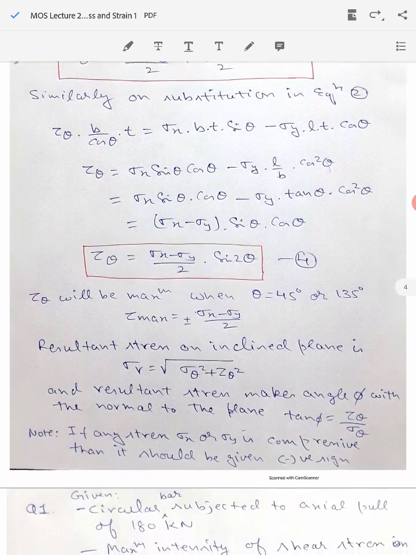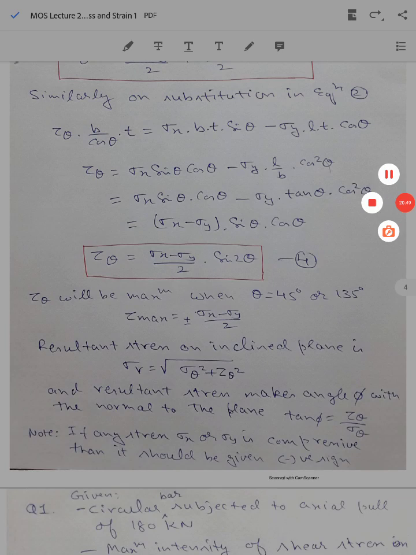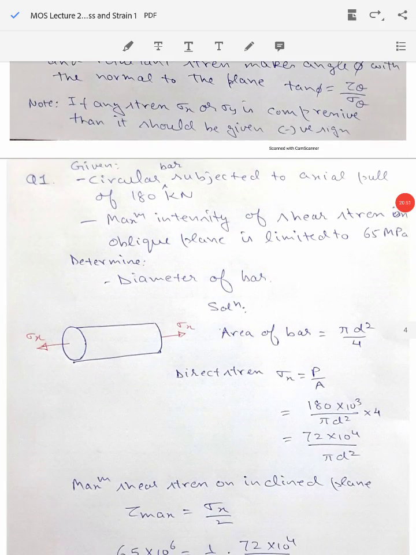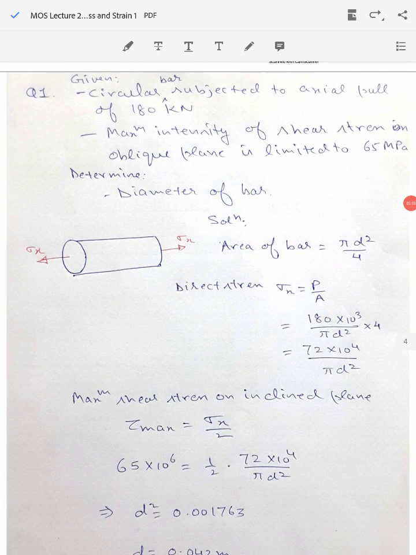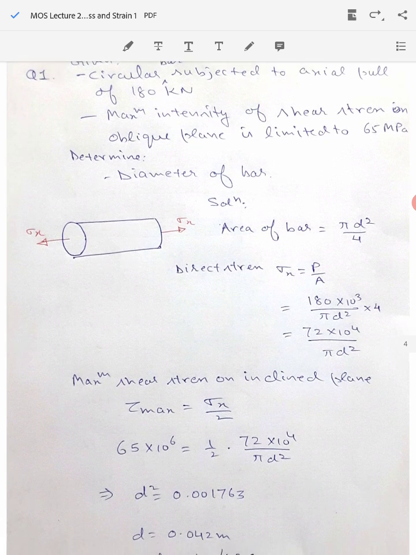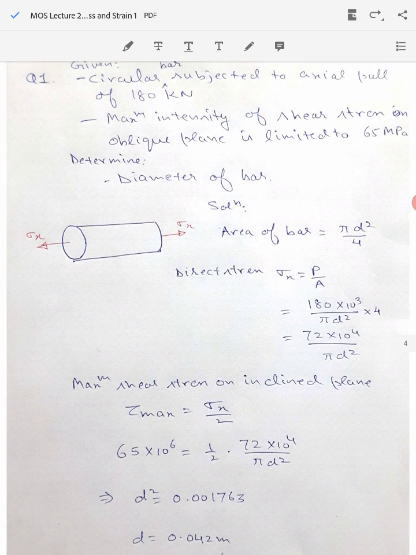Now let's do some numericals on this. Let's start with a very simple numerical. This is our first numerical. We have been given a circular bar and it is subjected to an axial load of 180 kilonewton. So the load value is given to us, and the maximum intensity of shear stress on the oblique plane is limited to 65 megapascal, and you need to find the diameter of the bar.